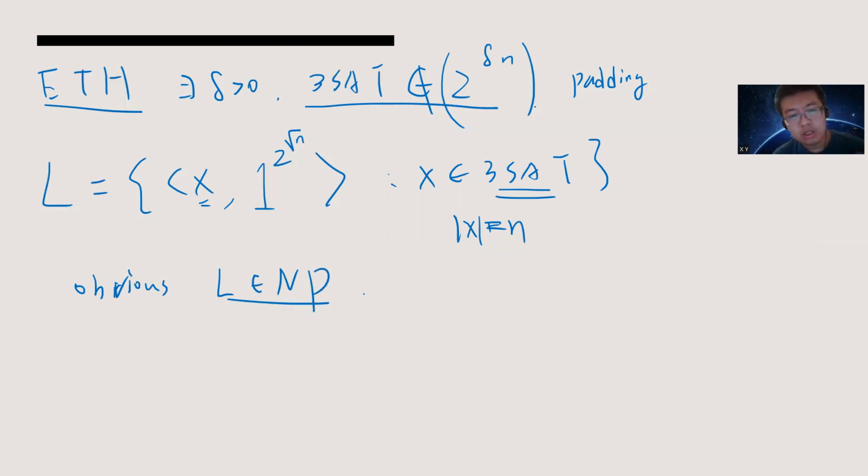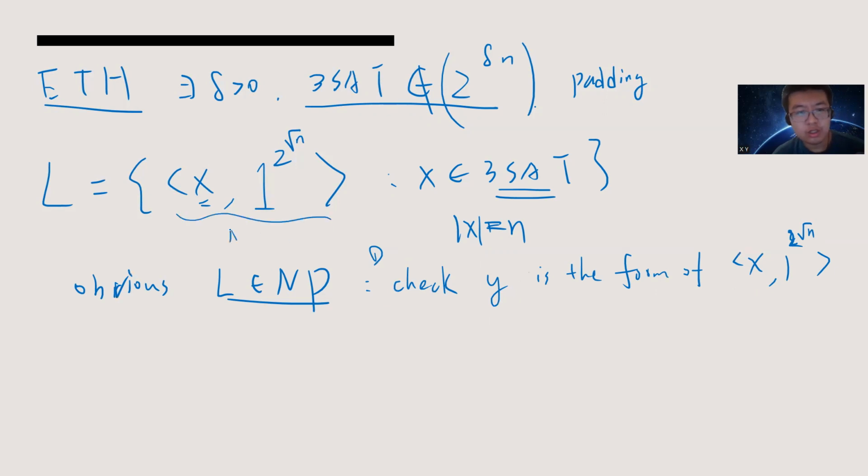And obviously, L is in NP. The proof is very simple. If somebody gives you the input y, you just check whether y is of the form x 1 to the square root n. If it's not of that form, then you just reject it. If it is, let's say this length is capital N. We will keep using this capital N.